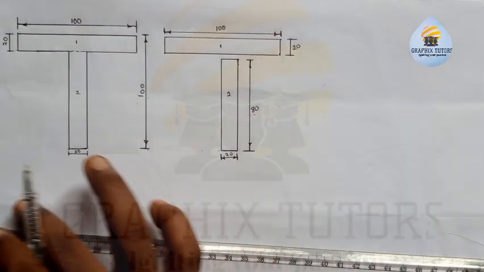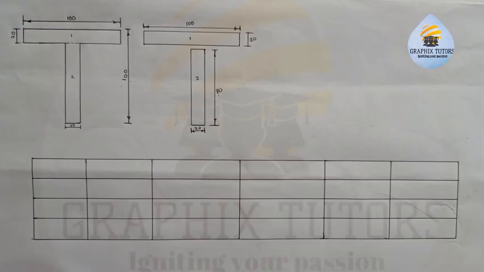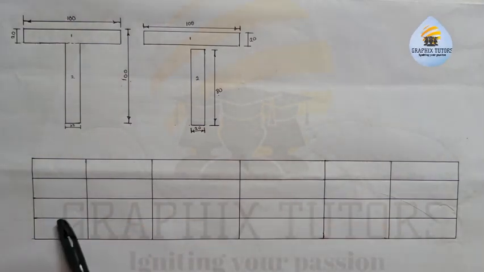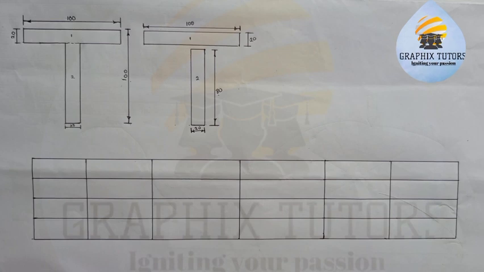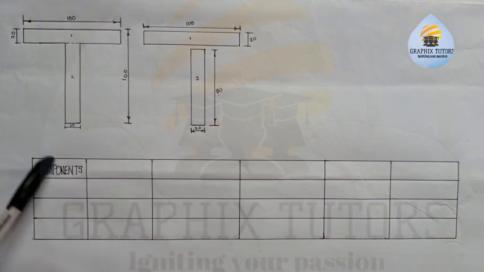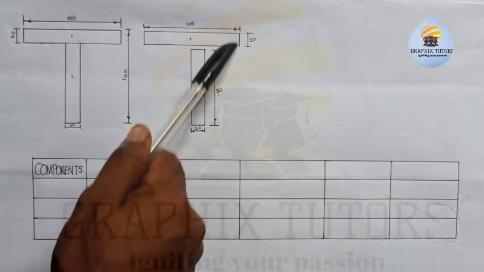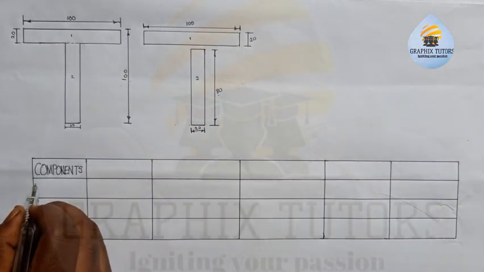Now, the first thing we'll do in the tabular method is draw our table. So I have drawn my table, and I have 6 columns and 4 rows, right? My first column should be for the components. If you notice, we have two components, 1 and 2, and both are rectangular in shape. So we have rectangle 1 and rectangle 2.